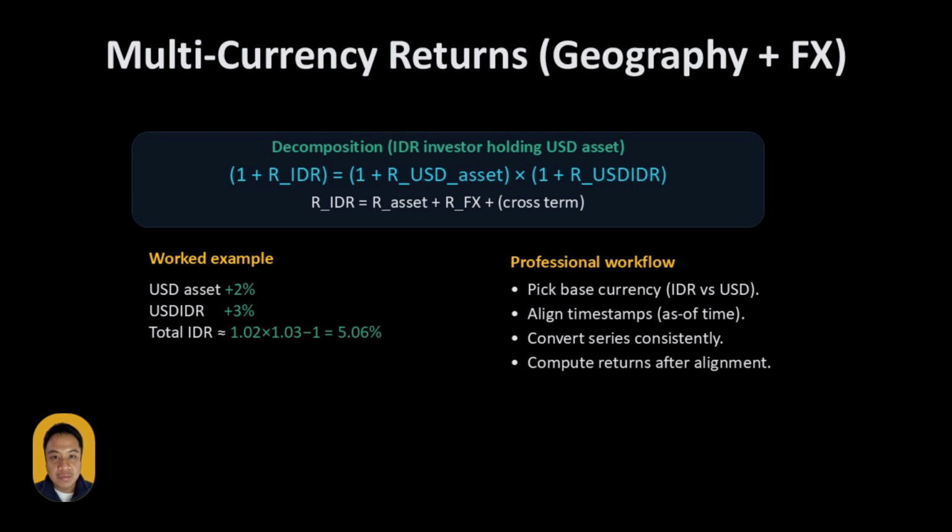Now, the deeper practical part. You must choose a base currency and a timestamp convention. Base IDR: USD assets include FX risk. Base USD: IHSG includes FX risk. And if you use daily data across time zones, you must define an as-of time to avoid leakage. Jakarta close is not New York close. If you mix them improperly, you create fake predictability where none exists. So the professional workflow is: pick base currency, align timestamps as of, convert prices consistently, compute returns after alignment. That's how you keep multi-geo research honest.